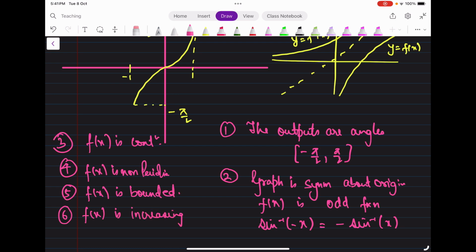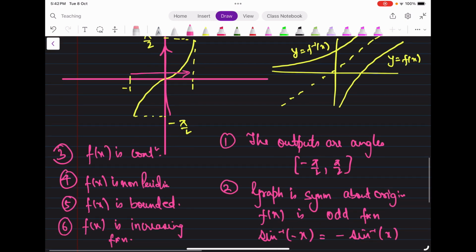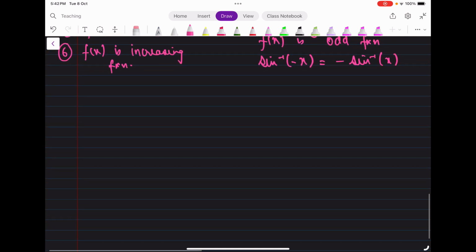Increasing function. What is the meaning of increasing? With the increase in values of x, we can see the values of y are also increasing. As x is increasing from -1 to +1, y is increasing from minus pi by 2 to plus pi by 2. So we can easily say that the function f of x is equal to sine inverse x is an increasing function.